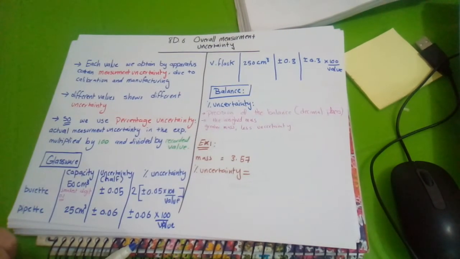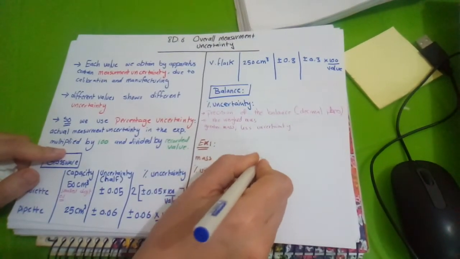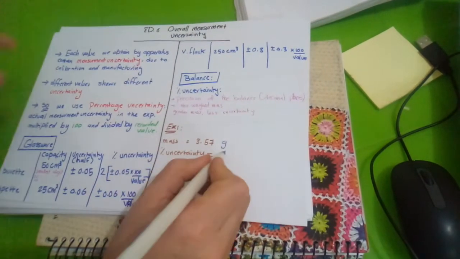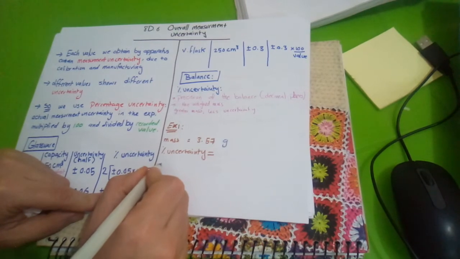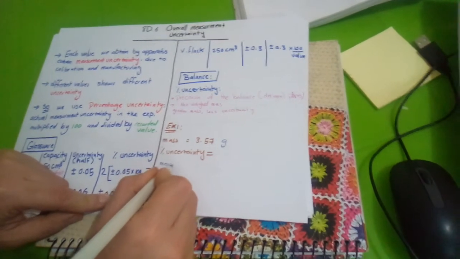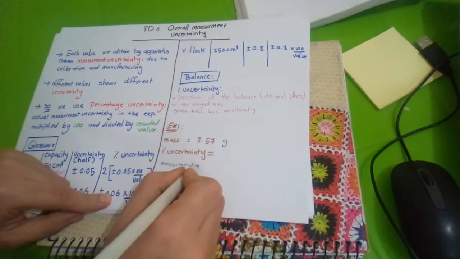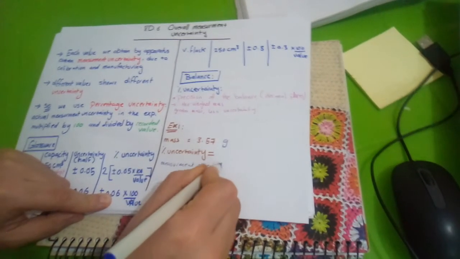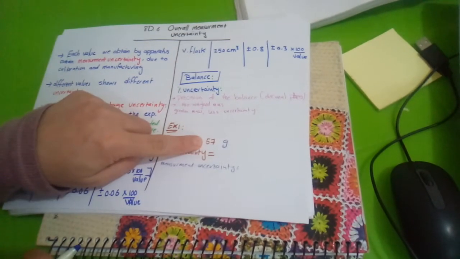It's 3.57 grams. How can I calculate the uncertainty for that mass? Percentage uncertainty equals what? The measurement uncertainty. How can I calculate the measurement uncertainty of that balance? It's the smallest digit we have divided by 2.